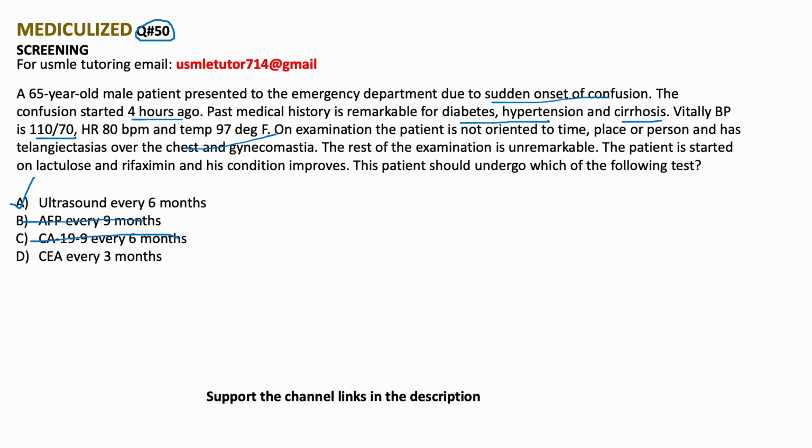And then we have CEA. This is done for colorectal cancer. Remember, this is also not a very good screening test. So you don't do it every 3 months, for example, if someone is at risk of colorectal cancer. So the right answer here is ultrasound every 6 months, to look for hepatocellular carcinoma.